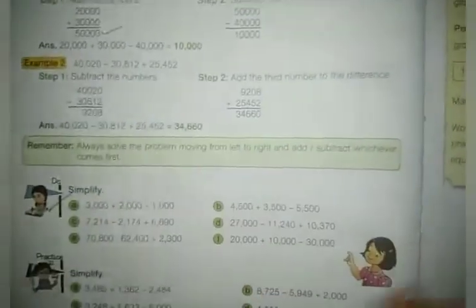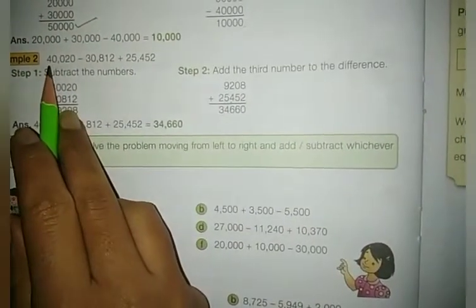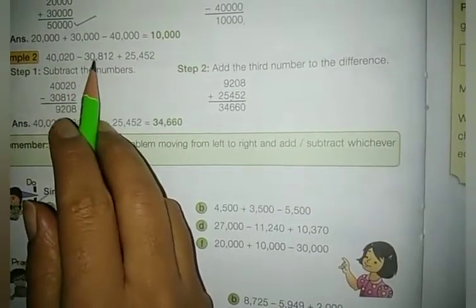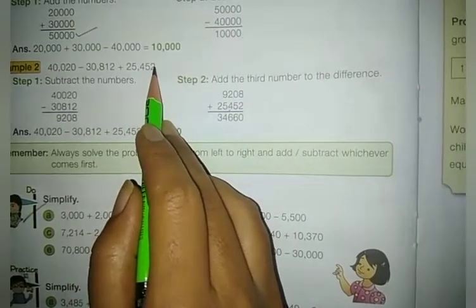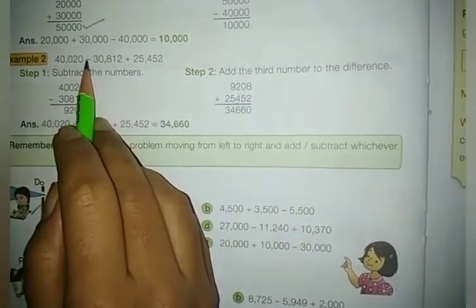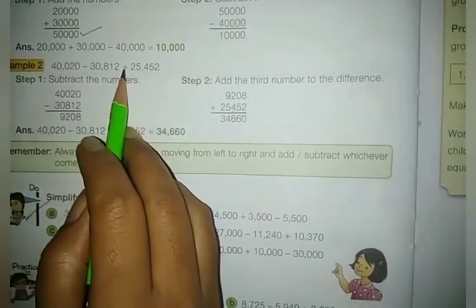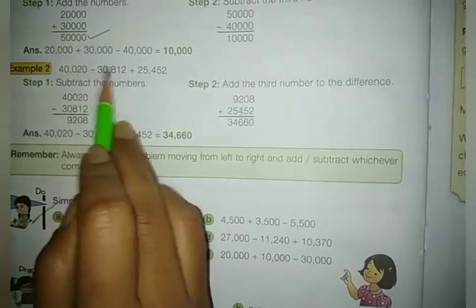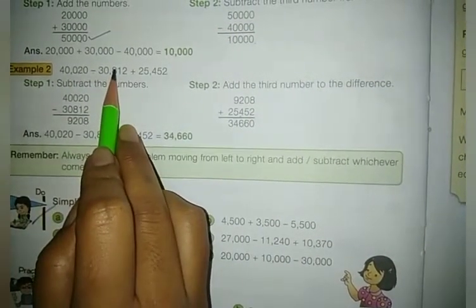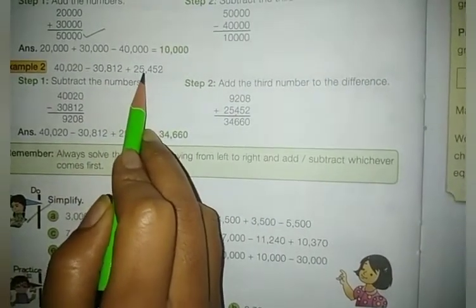See the next example now. Here they have given 40,020 minus 30,812 plus 25,452. So first they have given the minus subtraction sign, then they have given the addition sign. So first we will subtract these two numbers, and whatever answer we get after subtraction, we have to add that number to this.